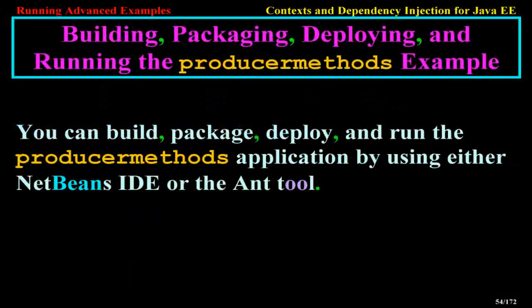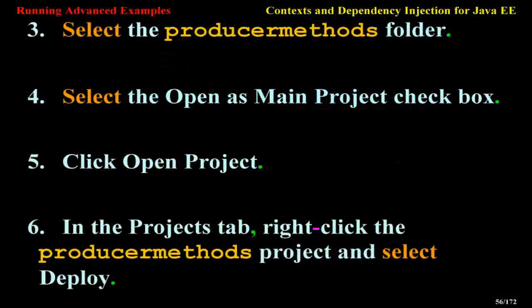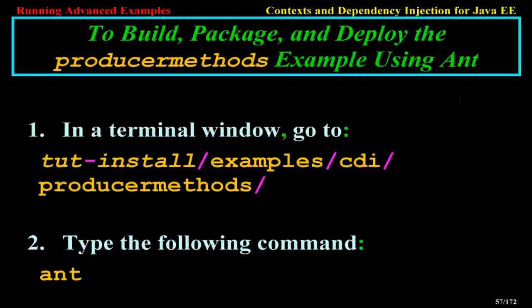You can build, package, deploy, and run the producermethods application by using either NetBeans IDE or the Ant tool. To build, package, and deploy the producermethods example using NetBeans IDE: From the File menu, choose Open Project. In the Open Project dialog, navigate to tut-install/examples/cdi. Select the producermethods folder. Select the Open as Main Project checkbox. Click Open Project. In the Projects tab, right-click the producermethods project and select Deploy to build, package, and deploy the producermethods example.